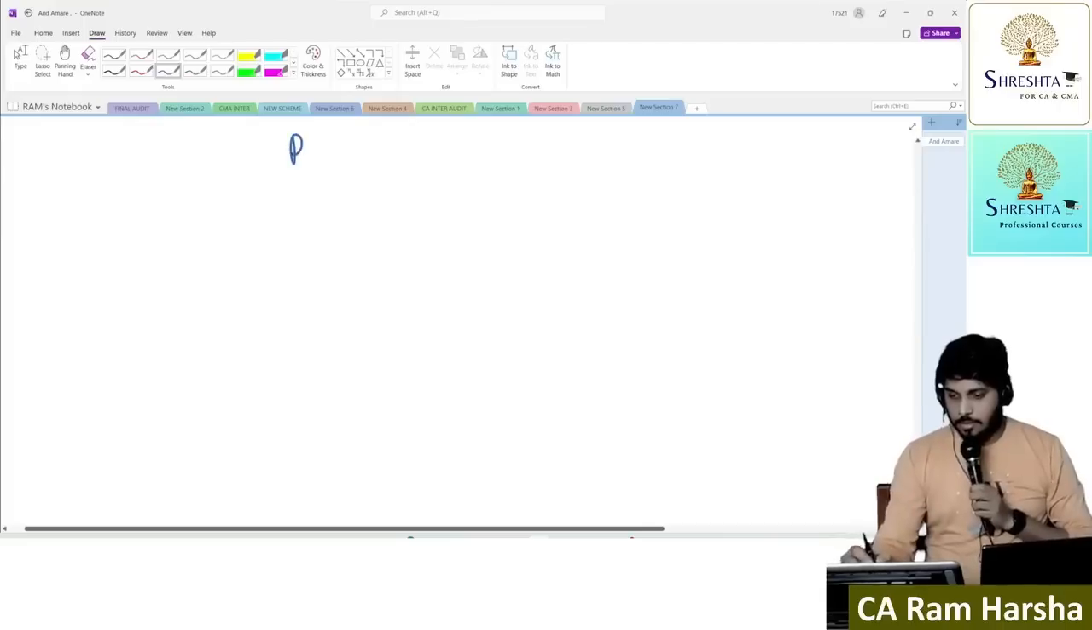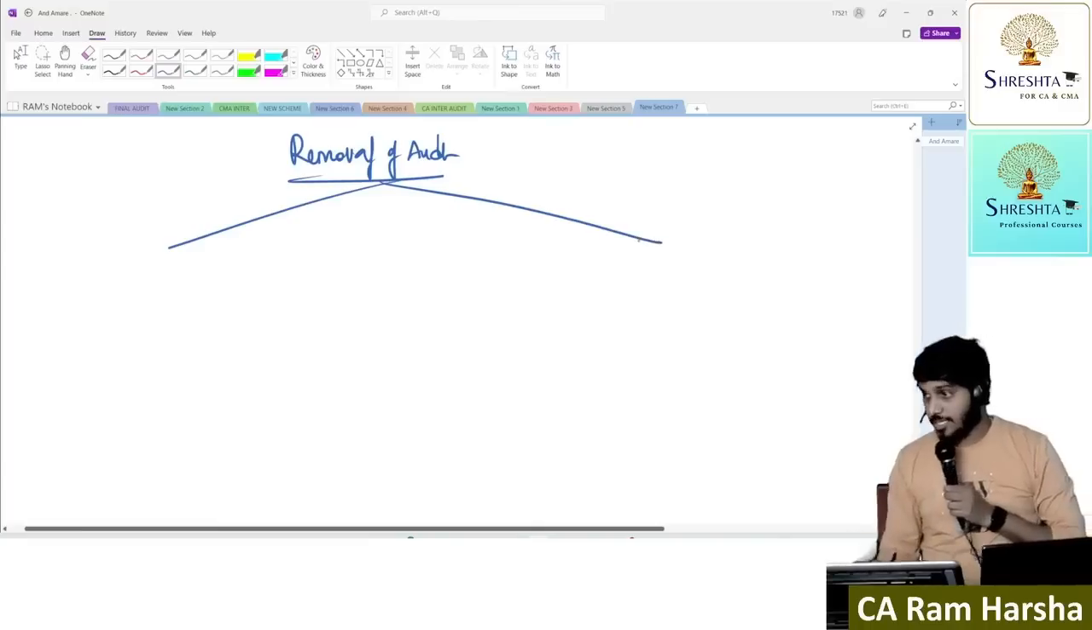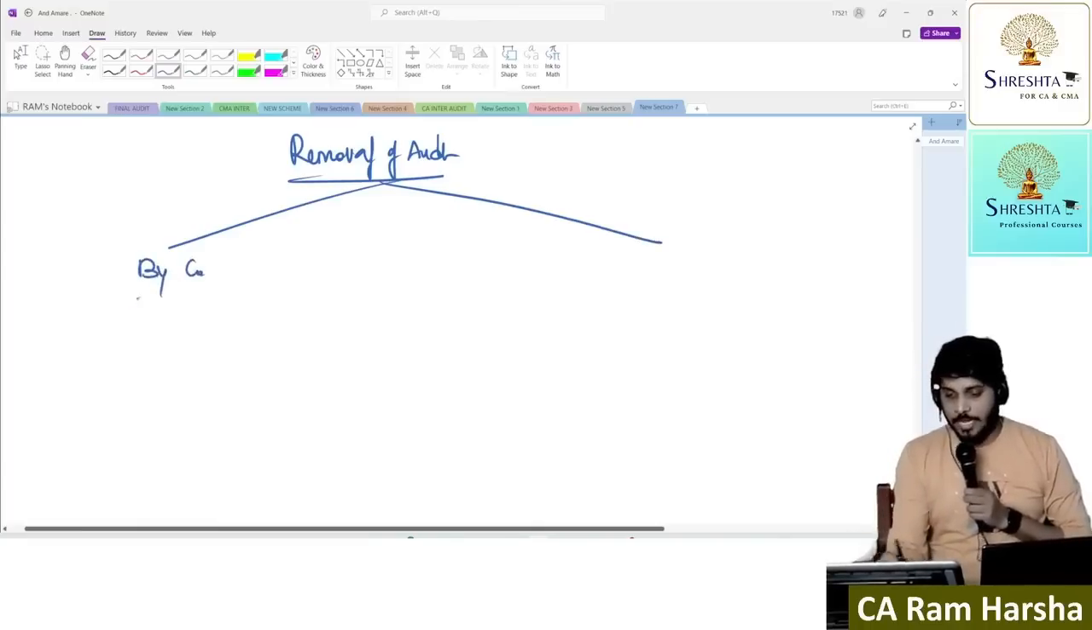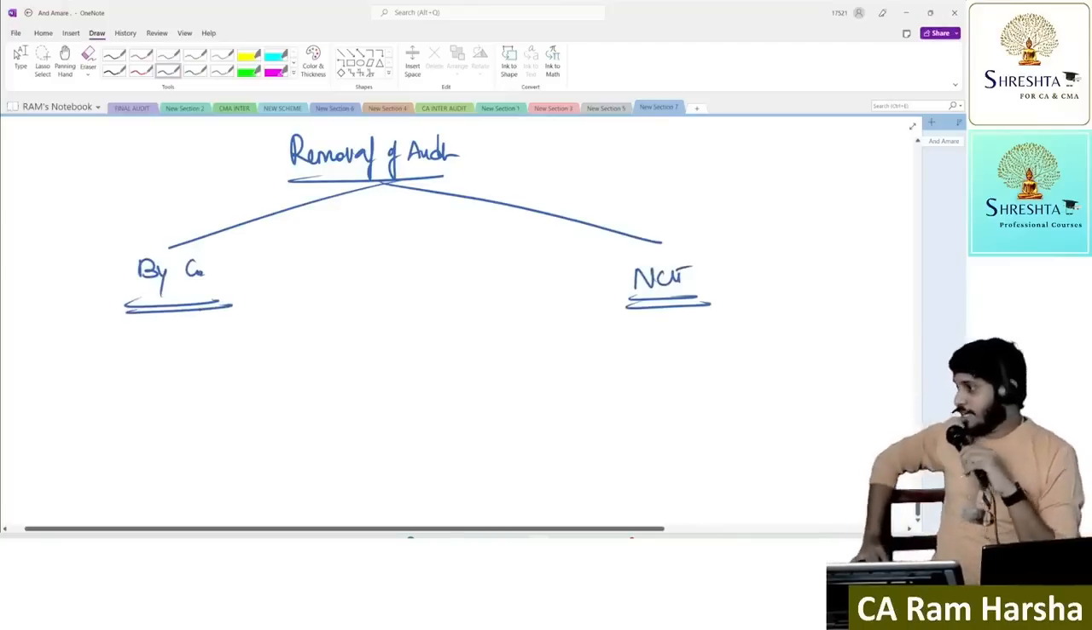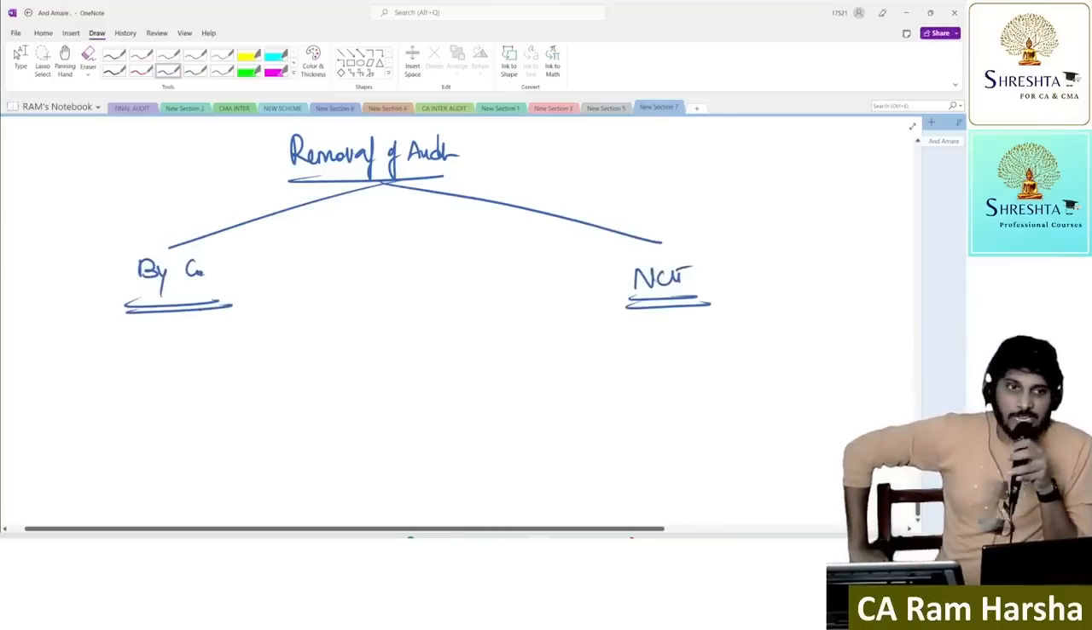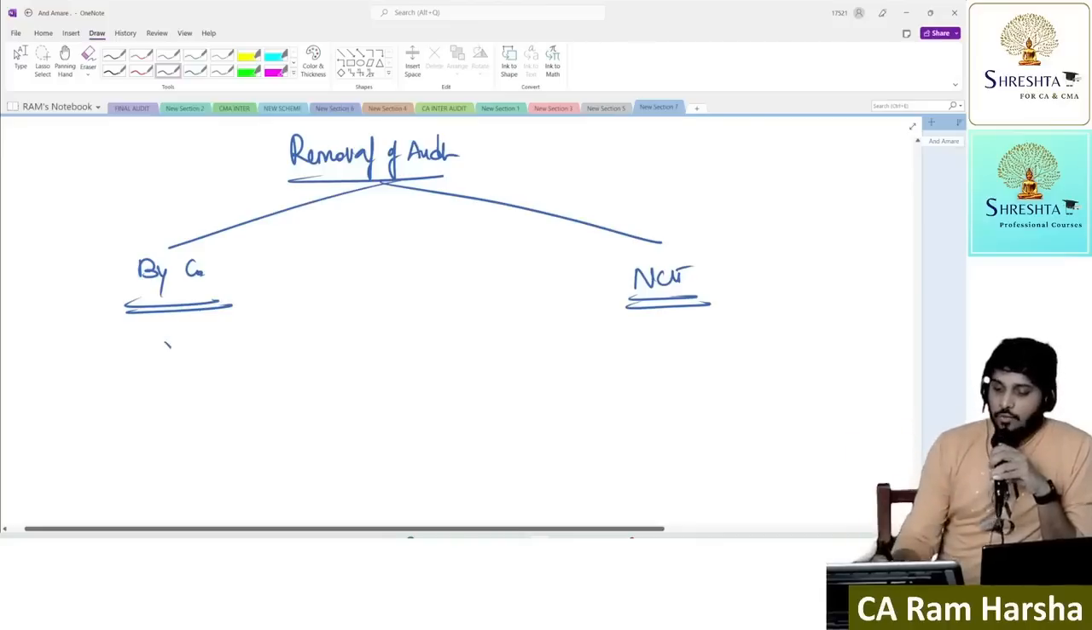So, next. Removal of auditor. Now, removal of auditor again has 2 provisions: removal of auditor by company, and removal of auditor by NCLT. Now, what is the procedure?